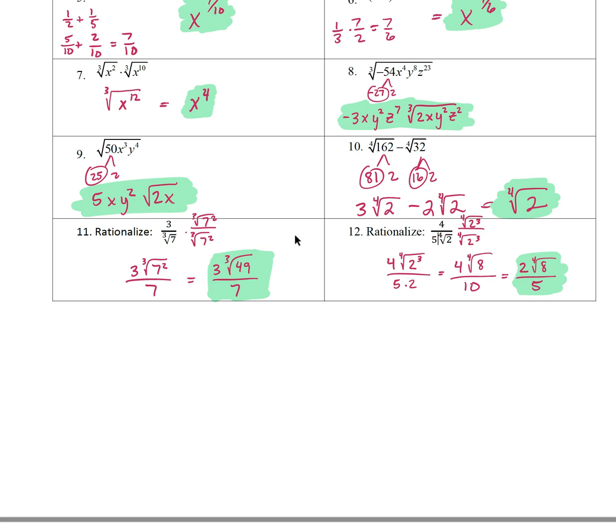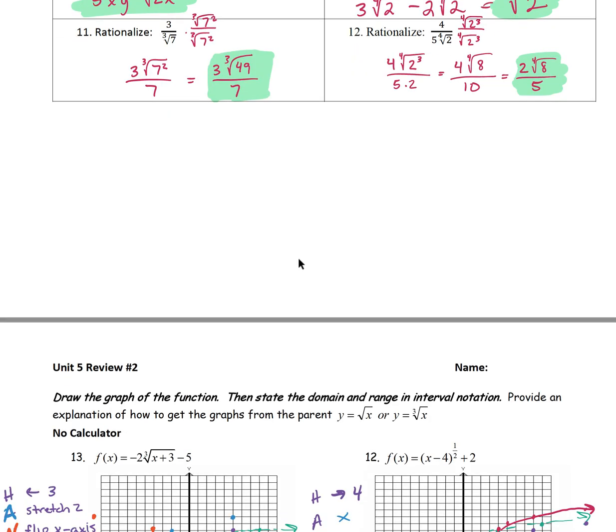11 and 12 are my least favorite, so you have to be really careful how you do those, but you're just completing it. If it's a 1/3, it needs 2/3. This is a 1/4, so it needs 3/4 to complete it. And so that's what we're multiplying top and bottom by.